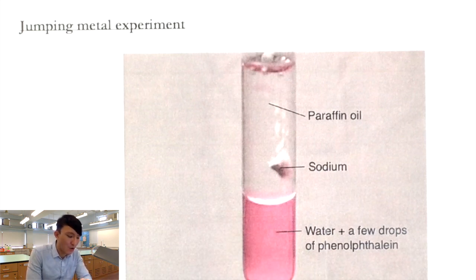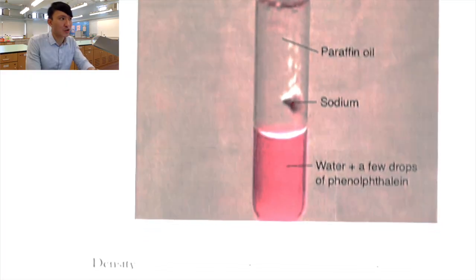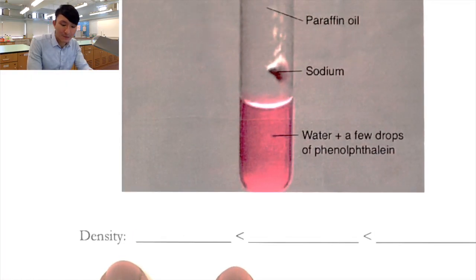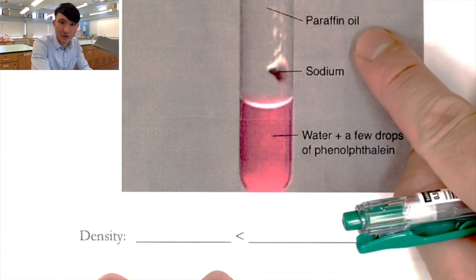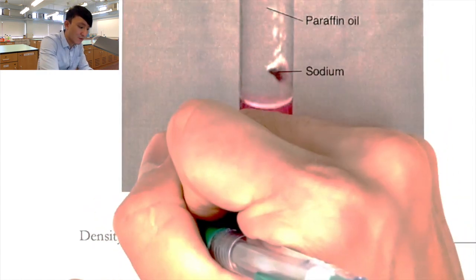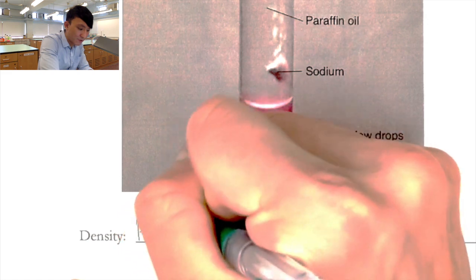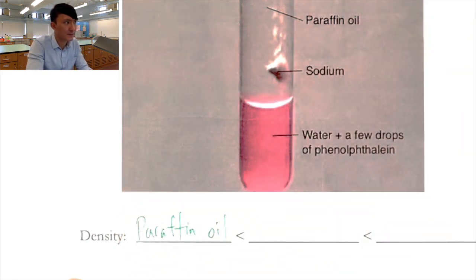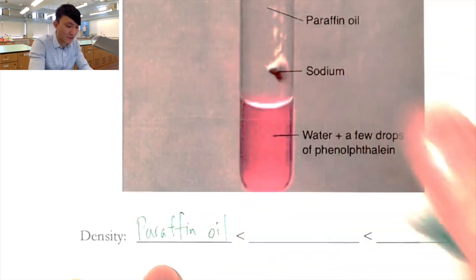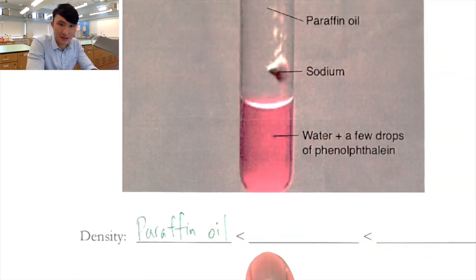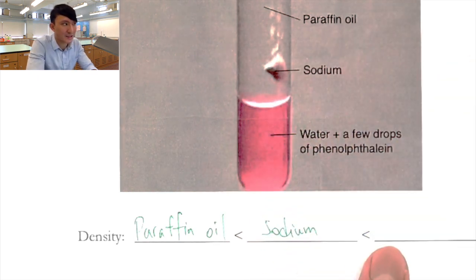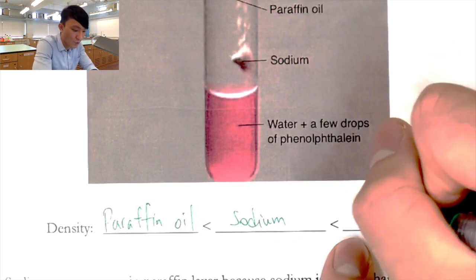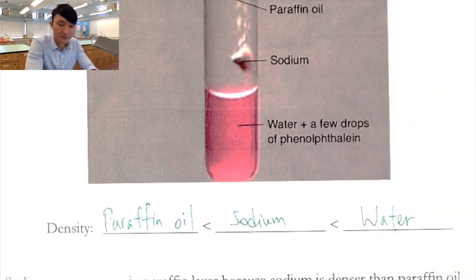Now, first of all, we need to make sure we know the difference in density. The one that has the lowest density must be the paraffin oil, okay? So you should put down paraffin oil has the lowest density. And then the one that has a higher density than paraffin oil would be sodium. And the one that has the highest density must be water, okay?